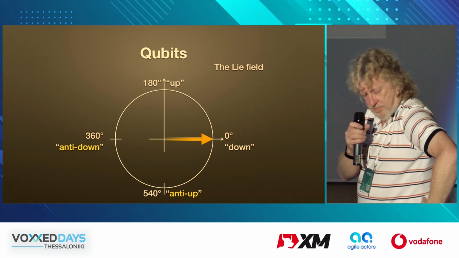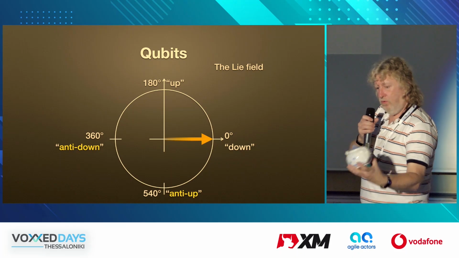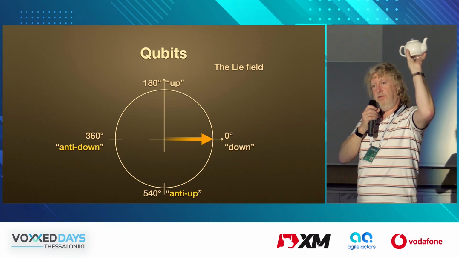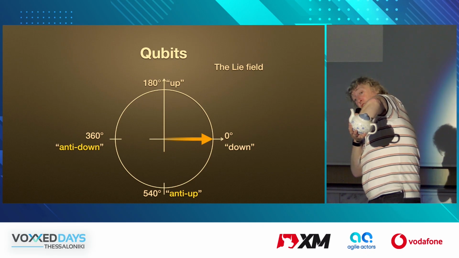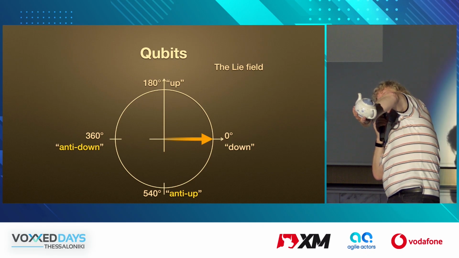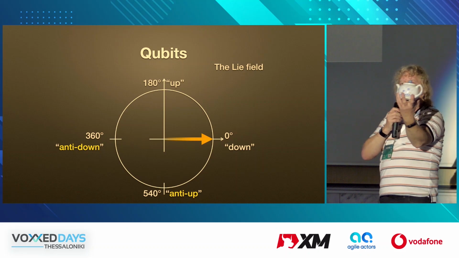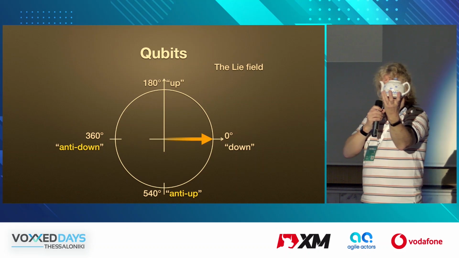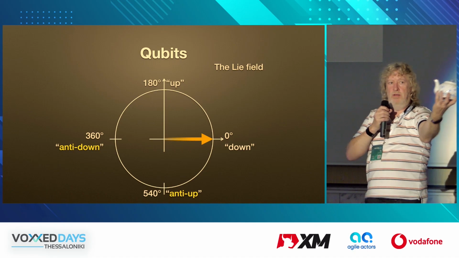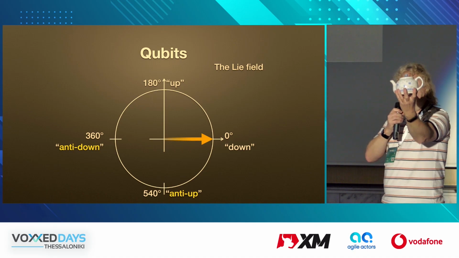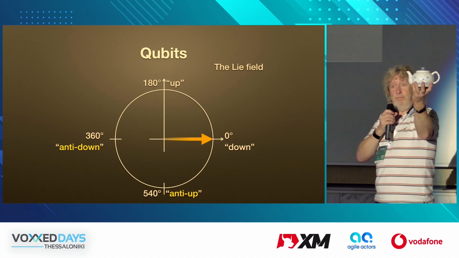If I want to show you the back, I can show you the back, or I can show you the back like this. But if I want to go around all the way, you can see the front, but you see how I'm all twisted up around it? I have to go all the way around again to get back to the starting point. So 180, 360, 540, 720 degrees. That is the Lie field, and this is a Lie pot.